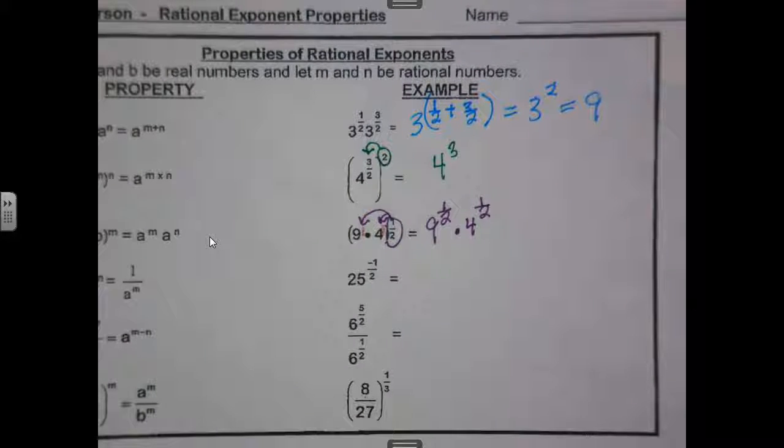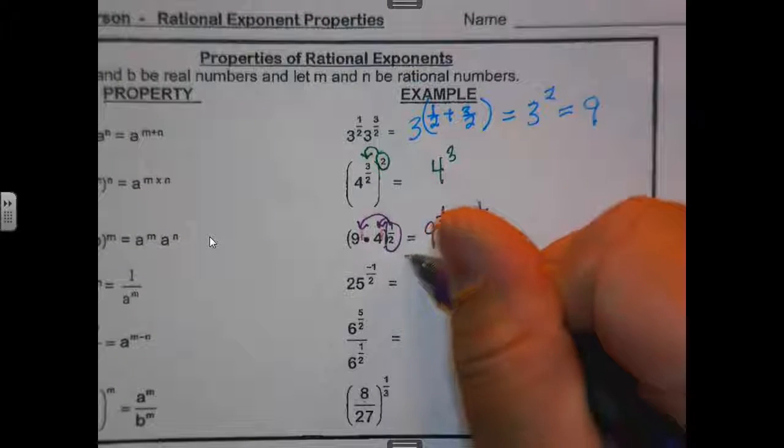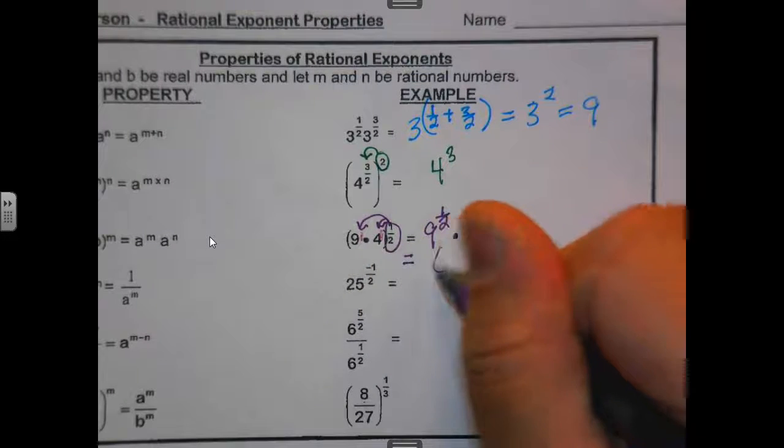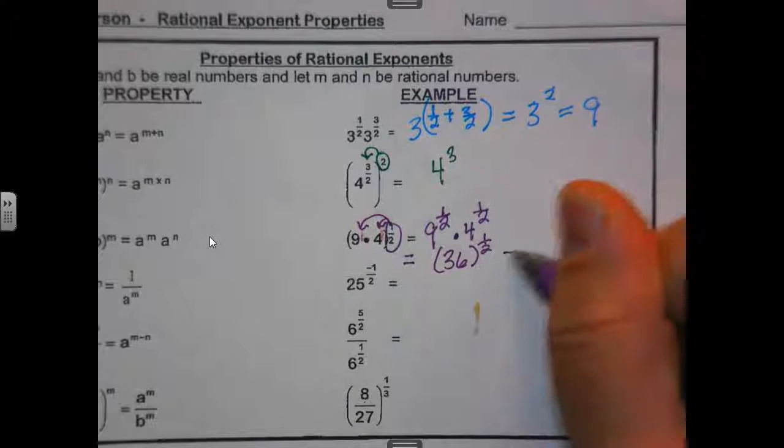There's an easier way to do this, and I should have showed it to you, because we didn't do radicals yet. I could do what's in the parentheses first. 9 times 4 is 36 raised to the 1/2.